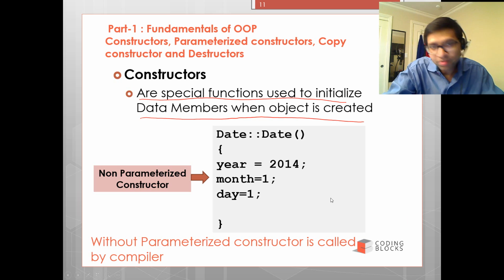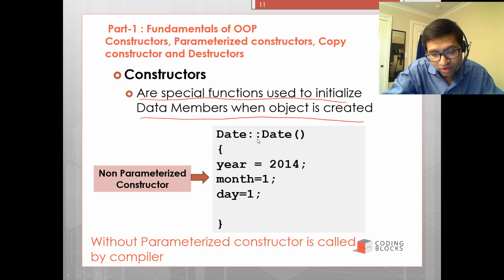So for example, again, I'm taking the date example here. You can see this is the date class, and inside the date class, this is the constructor. The name of the constructor function is the same as the name of the class. That's why we say it's a special function, because its name is special, right? You have to keep the same name. Then only the compiler would know that it's a constructor, because it uses the same name as the class name.